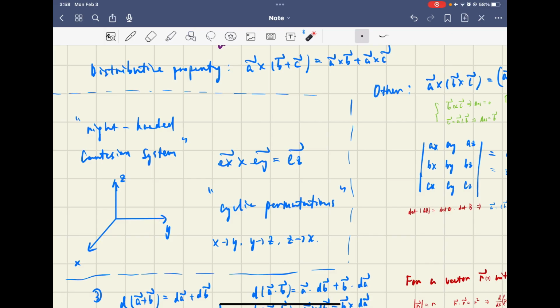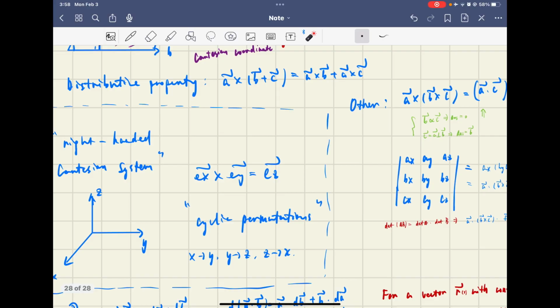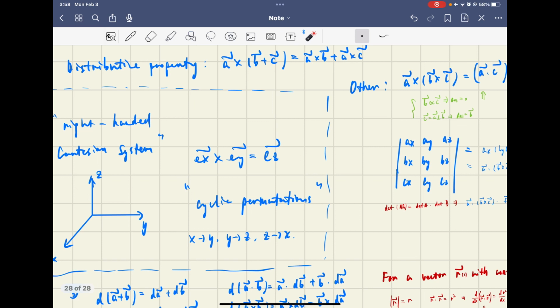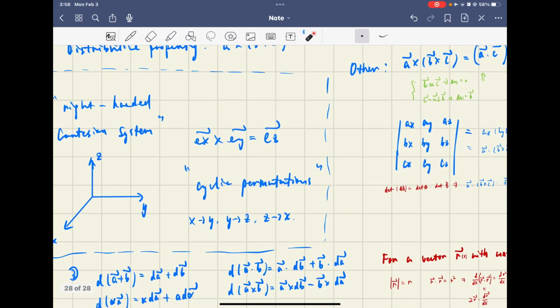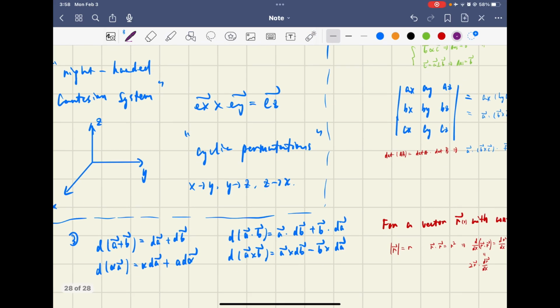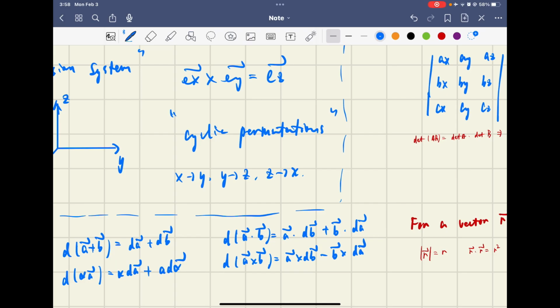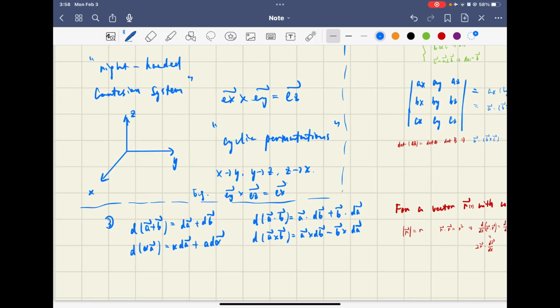Under this order, we can find that the cross product of ex and ey is equal to ez, and this equation holds true under cyclic permutations. What is a cyclic permutation? It means that if we change x into y, y into z, and z into x, the formula holds true again. For example, cycling one time, it becomes ey times ez, and the value is equal to ex again. So that's what cyclic permutation is.